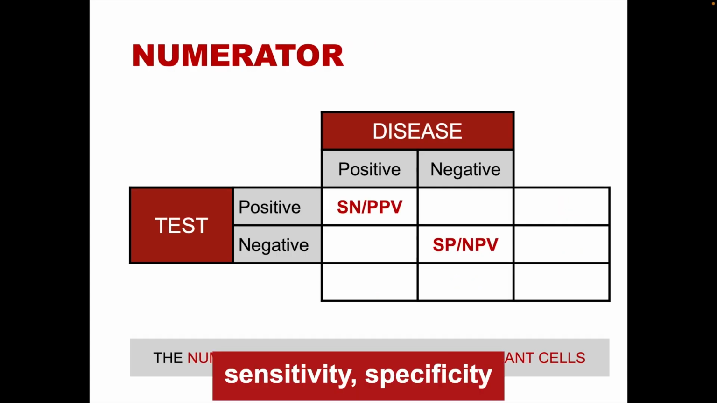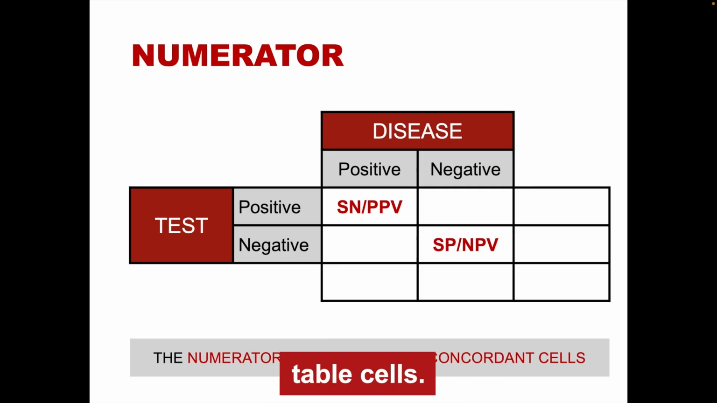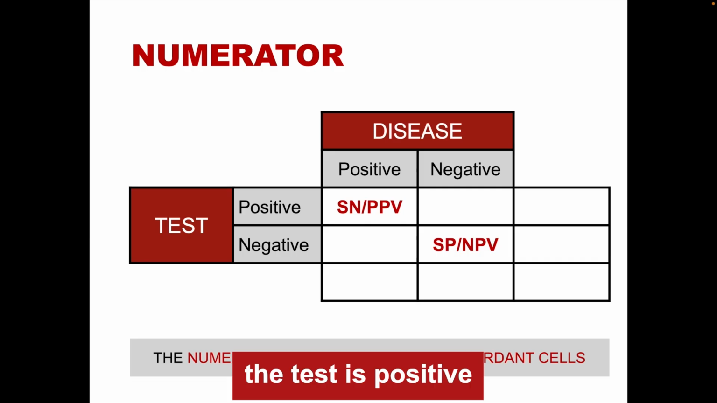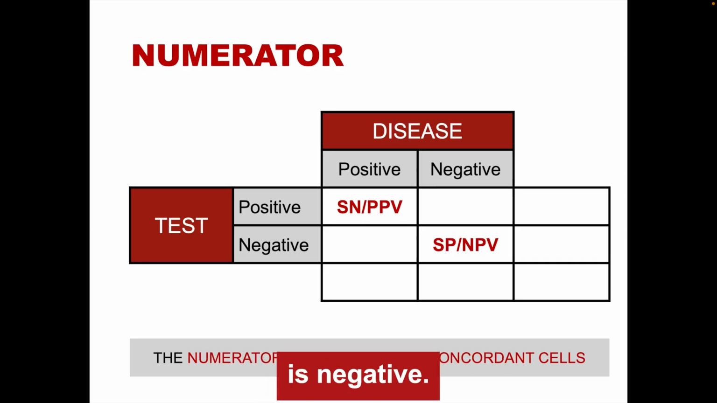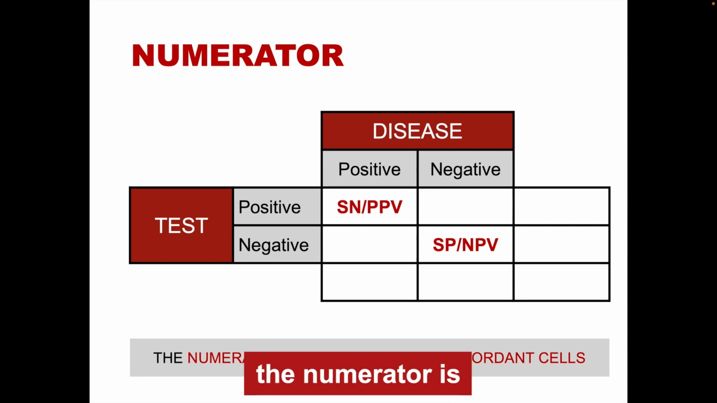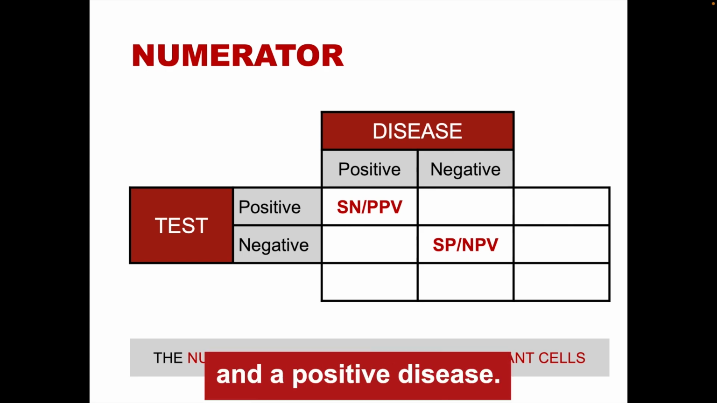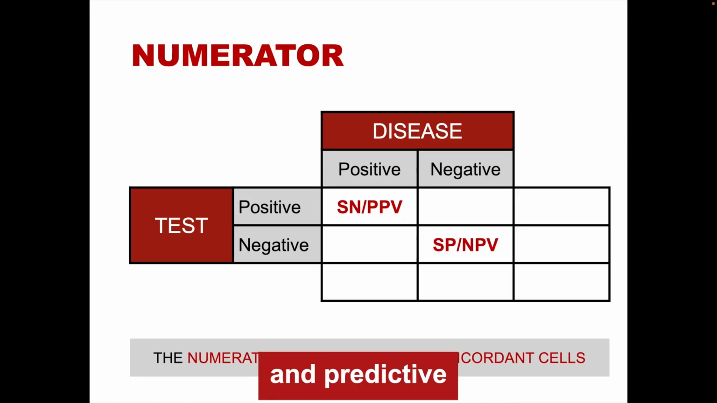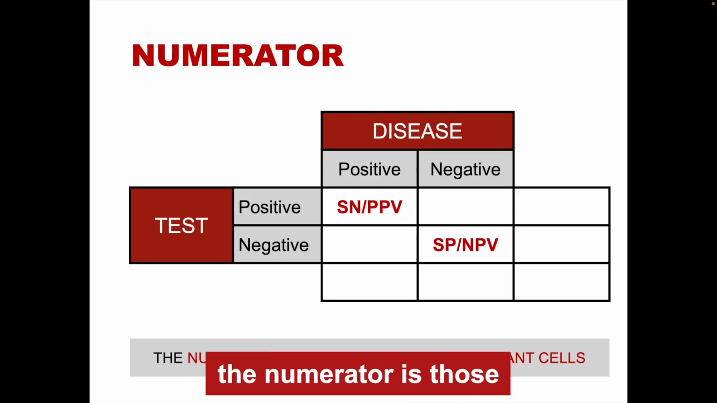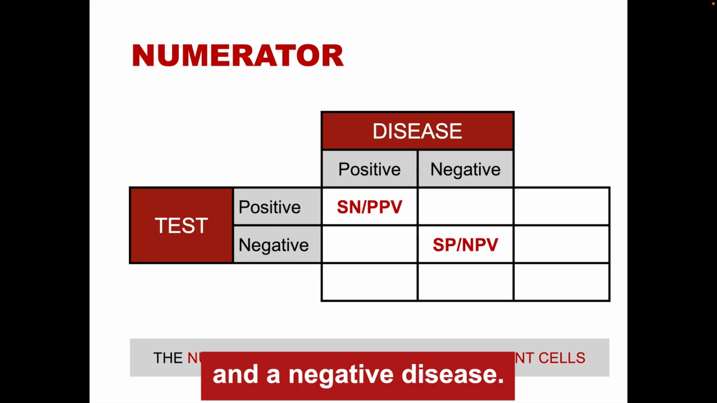In calculating sensitivity, specificity, and predictive values, the numerator is always one of the agreement or concordant table cells. These are the cells in which the test is positive and the disease is positive, or the test is negative and the disease is negative. For sensitivity and predictive value of a positive test, the numerator is those with a positive test and a positive disease. For specificity and predictive value of a negative test, the numerator is those with a negative test and a negative disease.